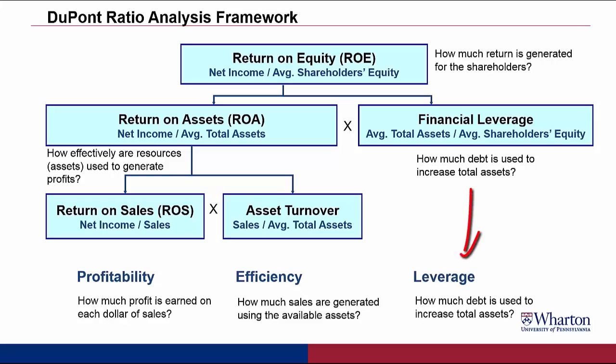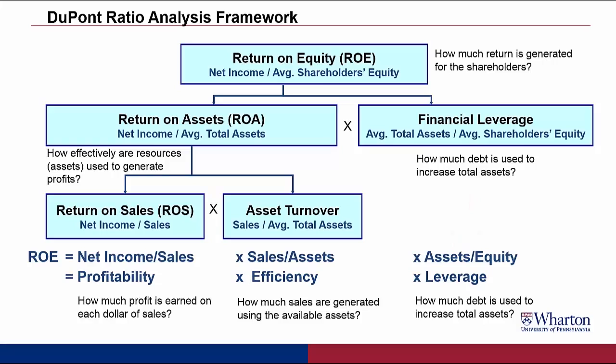Now, if we bring back down leverage, we can see the Dupont innovation was to notice that ROE, or return on equity, is equal to net income over sales times sales over assets times assets over equity. In other words, ROE equals profitability times efficiency times leverage. This decomposition will let us take a look at whether a company's advantages or disadvantages in their ROE are driven by their profitability, their efficiency, or their leverage.